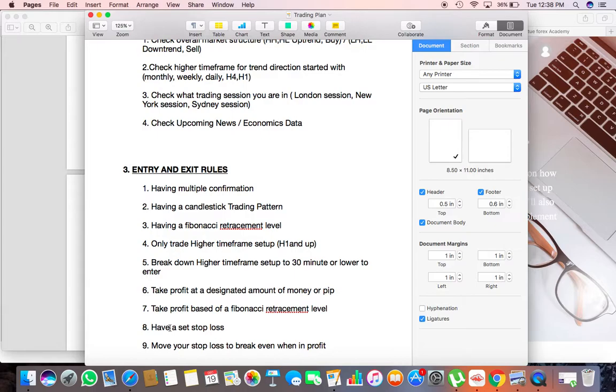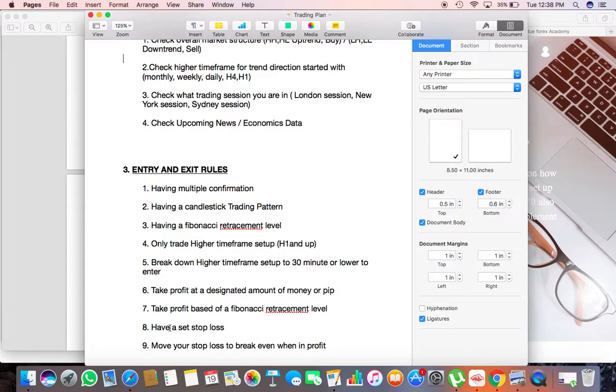So in order to enter a trade, you need to break down everything. If you find an engulfing in H1, you go down to 30 minutes, you go down to 15 minutes to see if you got confluence and more confirmation in order to enter that trade. And then you take profit out of the designated amount of money or pips. Like I said, it can be 20 pips, 30 pips, 50 pips. It's up to you. At the same time, it can be 100, 200, 300, 1,000, $5,000 a day or a week. It depends on your trade level or the time frame this trade is based on.